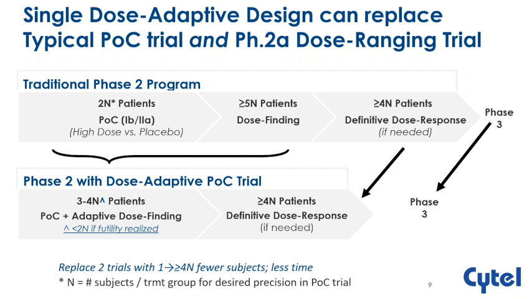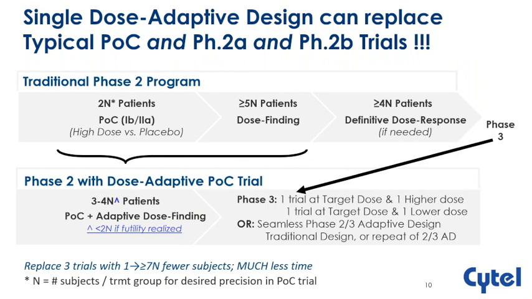But in an adaptive trial, with a modest increase in sample size, one can accomplish both of those objectives in the same trial. And if you put a futility analysis in, if the drug is not working, you could stop the trial earlier for futility. But then by the end of that trial, with a smaller number of patients than would have been used in the traditional program, you can complete the proof of concept and dose finding objectives with a single trial, and then move to that definitive dose response trial if needed, and phase 3, and that can speed development.